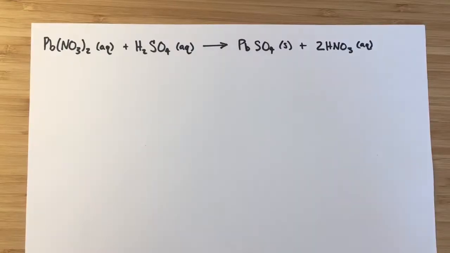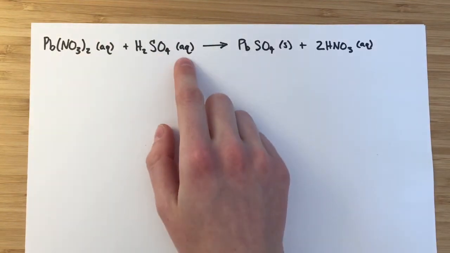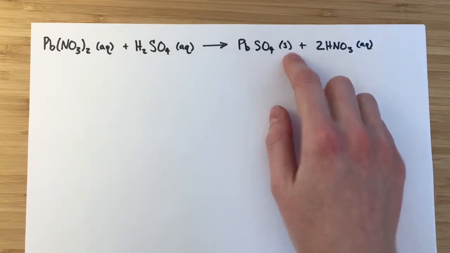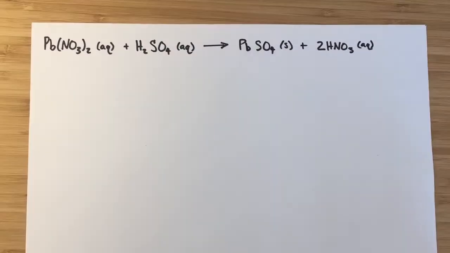Let's look at an example. Here we have a chemical equation, and as you notice, it includes the state in which the compounds are in, whether it's aqueous or a solid. Our first step is to split each compound into its individual ions, which will include the ion's charge and the state in which it is in.